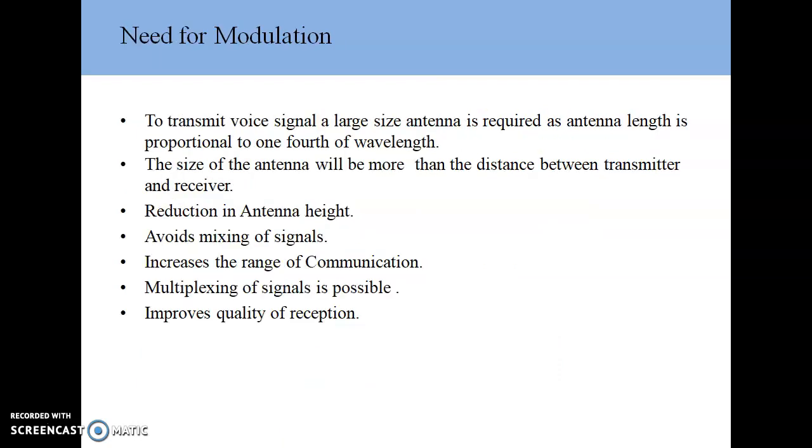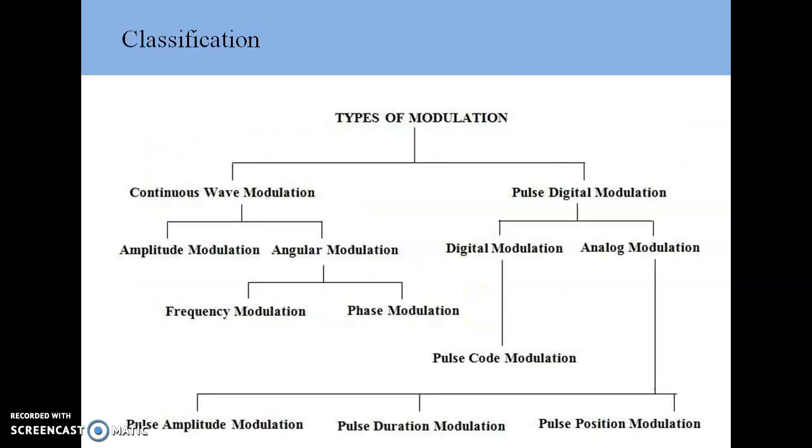Now, why is there a need for modulation? If we were to transmit voice signal as it is, a large size antenna would be needed as antenna height is proportional to the wavelength, 1/4 of the wavelength, right? So the size of the antenna will be more than the distance between the transmitter and the receiver. So modulation can help us not only in reducing the antenna height, but avoid mixing of signals, increase the range of communication, allow multiple signals to be transmitted, as well as improve the quality of reception.